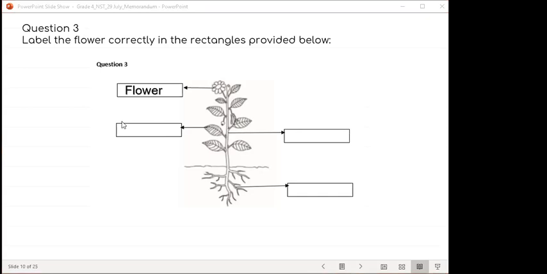What is the label for this part here, or for this rectangle here? Nathaniel, label. It is the leaf. It is the leaf, beautiful.